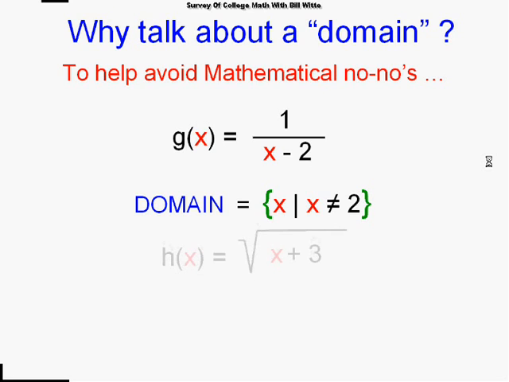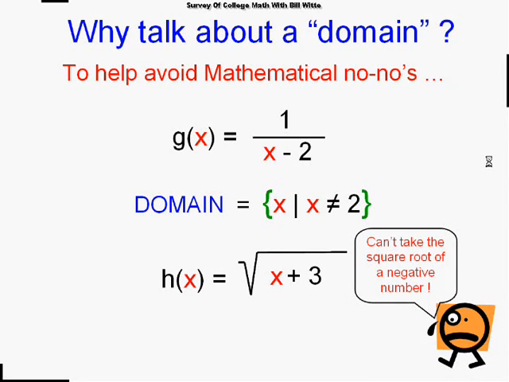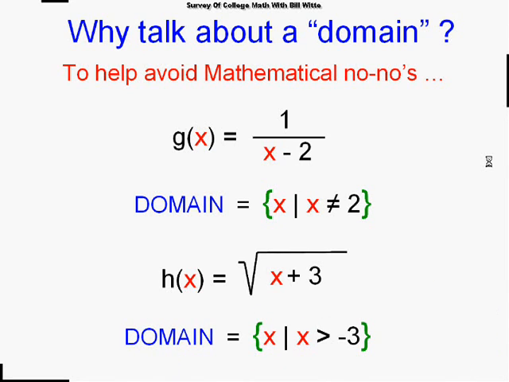I'll give you another example. What about with square roots? Well, with square roots, you're in deep trouble now. They don't make any sense if you're trying to take the square root of a negative number. So we can't let what's inside that radical sign be negative. So x is going to have to be more than negative 3. Otherwise, it's going to be a negative number, and we're not going to know what's going on. So that's an example of domains keeping you away from mathematical no-nos.